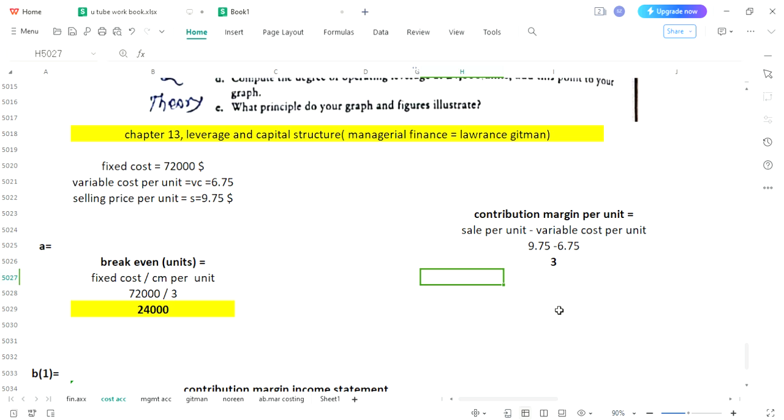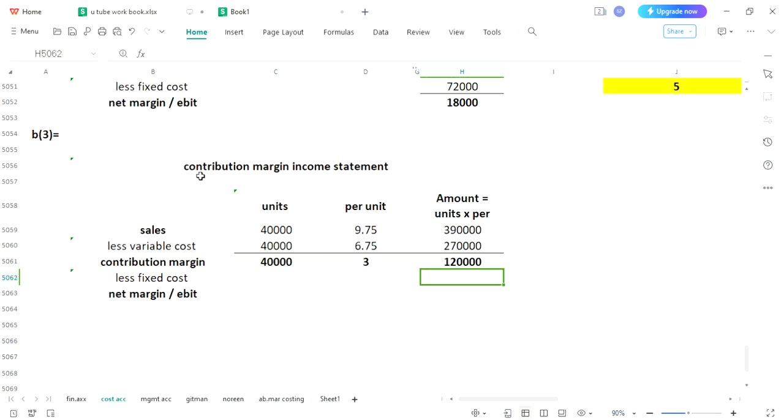Variable cost, sorry, fixed cost 72,000. Let's put it down, 72,000 over here. Now we can calculate our net margin, which is the difference between contribution margin and fixed cost. First we will write contribution margin 120,000 and then subtract fixed cost, which was 72,000. In this way our net margin is calculated as 48,000.